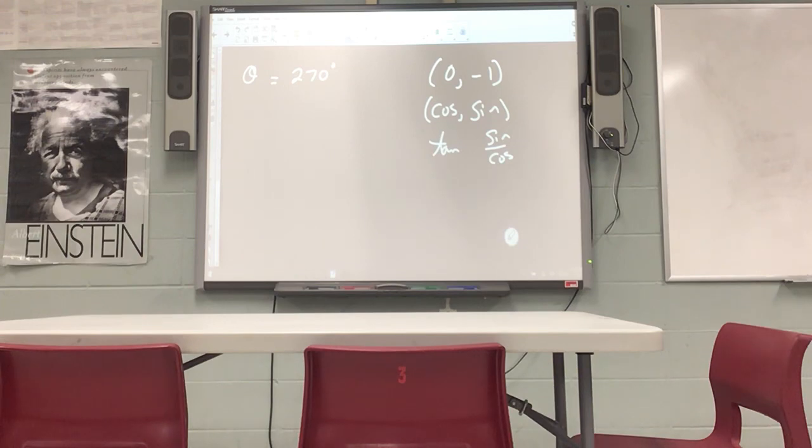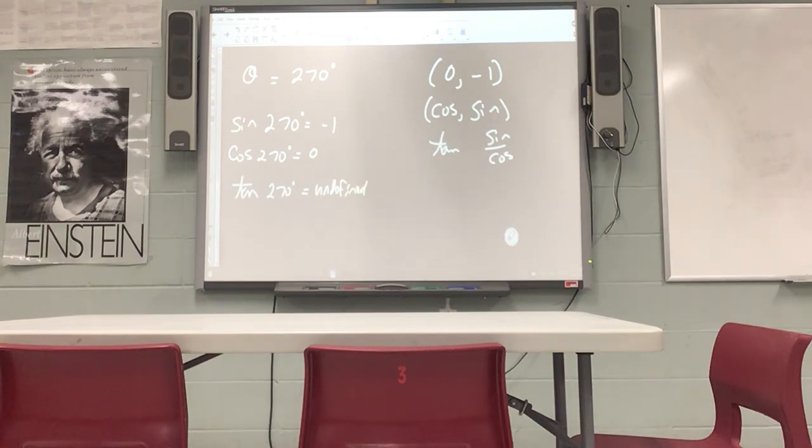So I'm going to say the sine of 270 degrees is equal to -1. You see where I got that? Everybody okay on that? The cosine of 270 degrees is equal to 0. Everybody okay on that? Here's the tricky one. The tangent of 270 degrees is undefined.